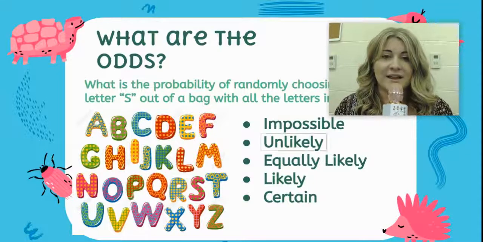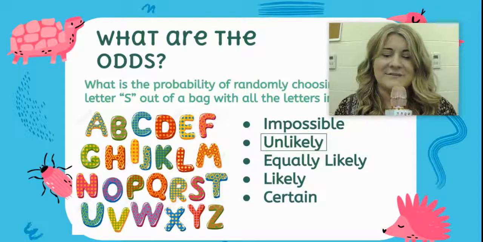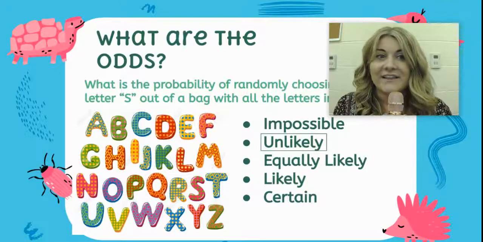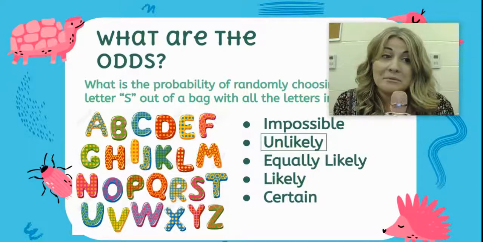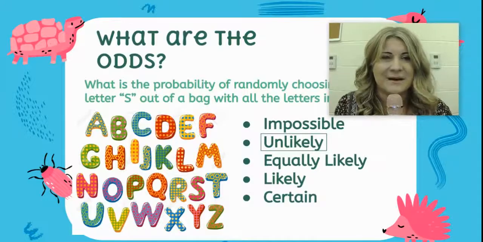If you said unlikely, you are correct. It's unlikely that it's going to happen. It's not impossible, though, but it's probably not because it's only 1 out of 26 letters. So it's very unlikely that I'm going to pull out the S, but I could get lucky and pull it out. So it's unlikely, not impossible.